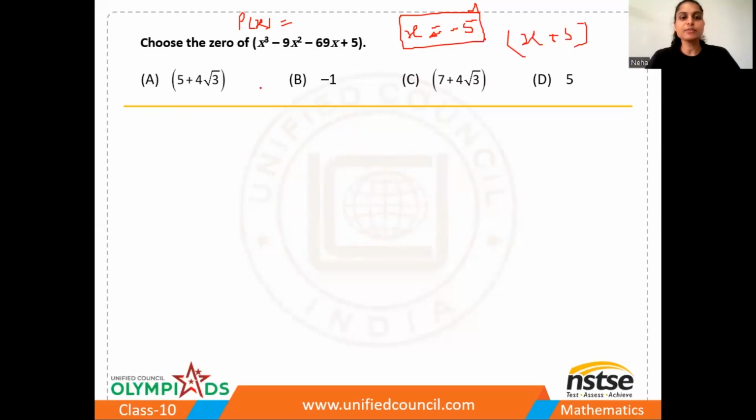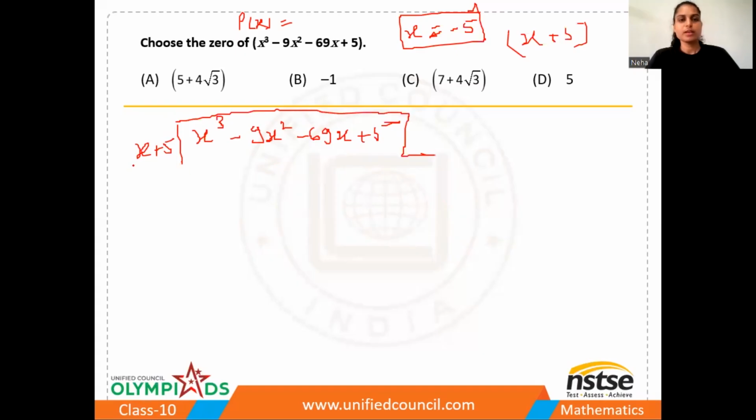Now let me try to divide the given expression x cube minus 9x square minus 69x plus 5 by x plus 5, okay? So that we can get one quadratic equation. So the remaining two roots we can find out with the help of the quadratic equation. That's it. This is the idea. Alright, so let me try to divide it.